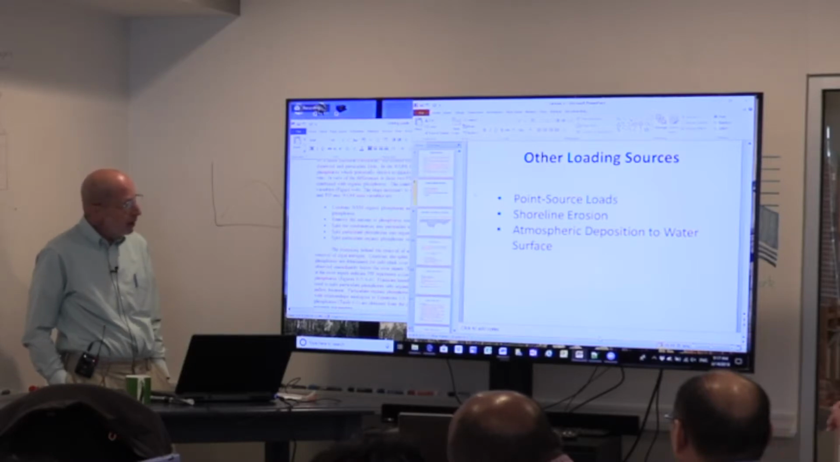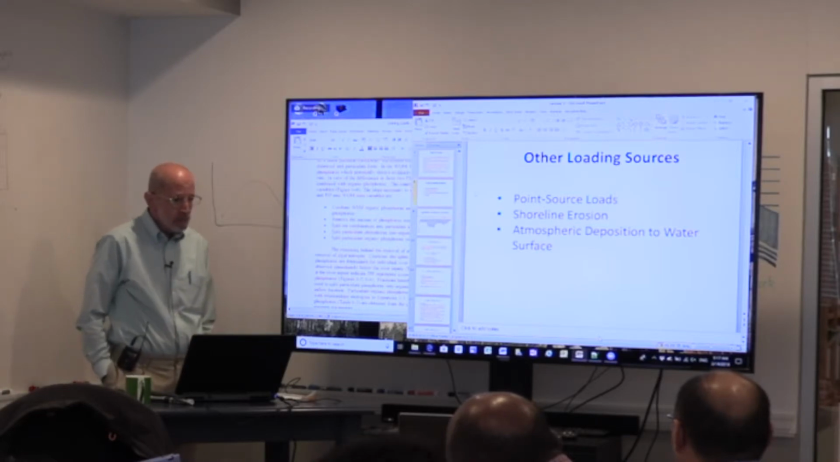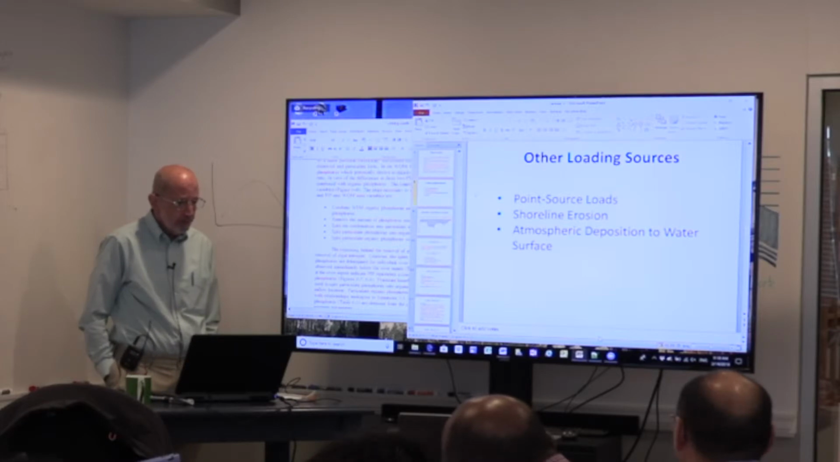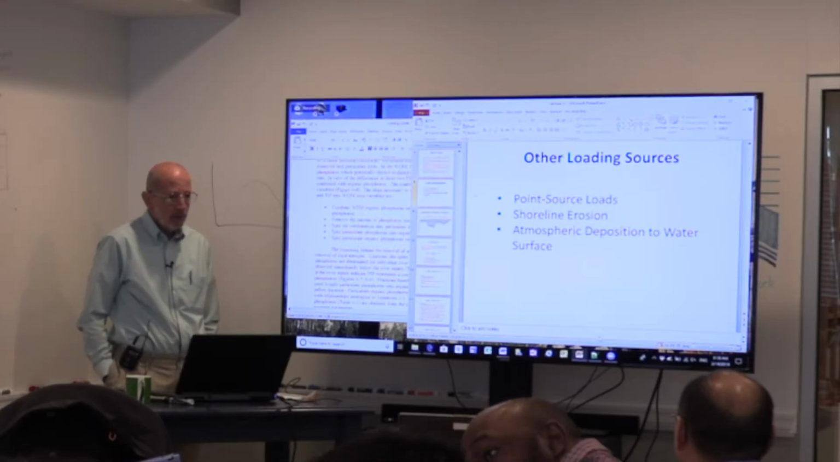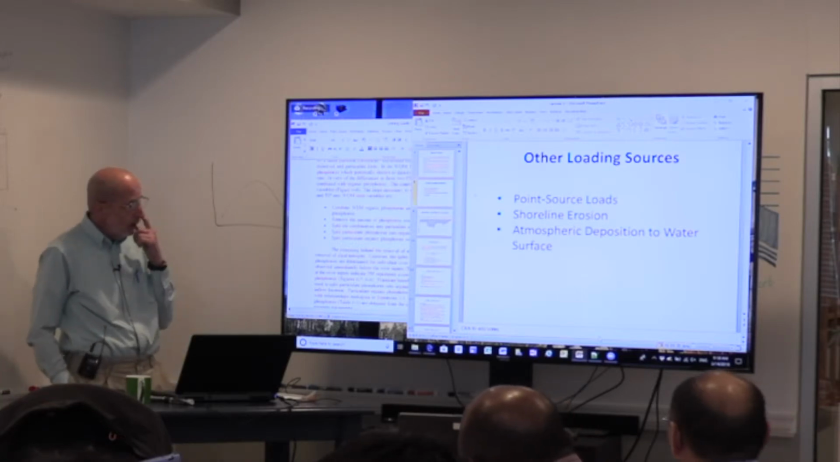Point source loads, treatment plants and industries and such, shoreline erosion, atmospheric deposition. Go ahead. Quick question if I can on the point source loads. I assume you don't split, or do you split those into the same, for the particulate portions of nitrogen? Do you split them the same way, G1, G2, G3, or just G1, G2? Jim, I don't recall. Okay. We can look in a minute or two, but I just don't recall.